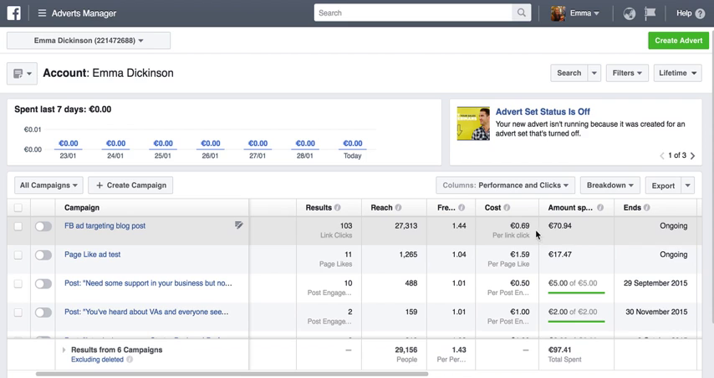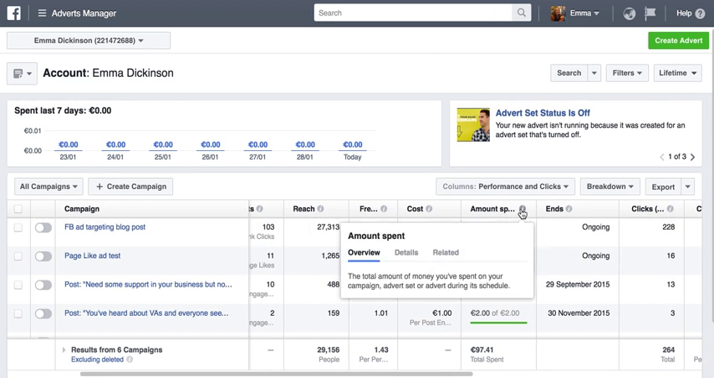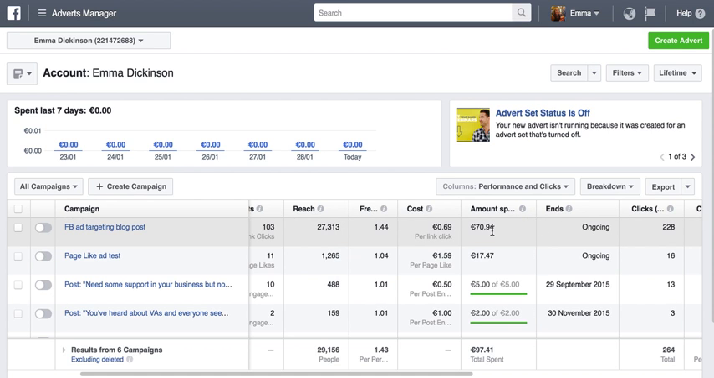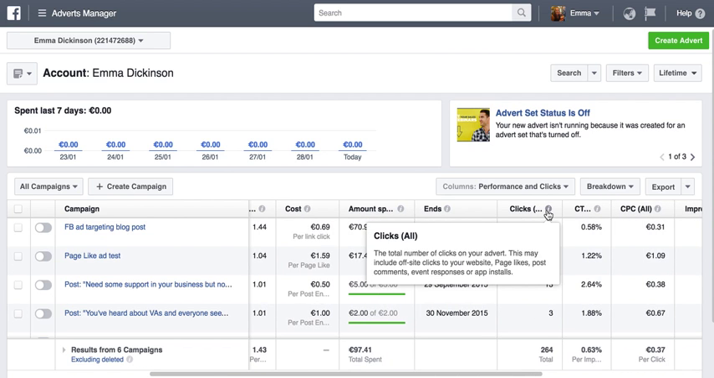The cost per click is how much I paid for each person to click. So 69 cents per link click, that's not too bad at all. As I mentioned before, this is the total amount spent in the whole campaign, $70.94. The number of clicks I got, so this is clicks, and in brackets it says all.